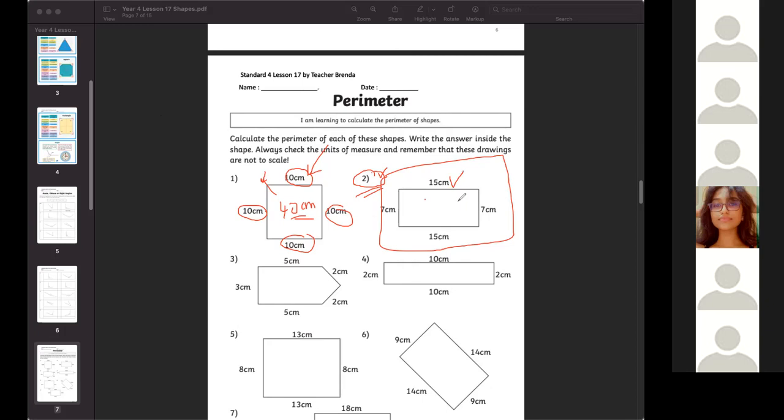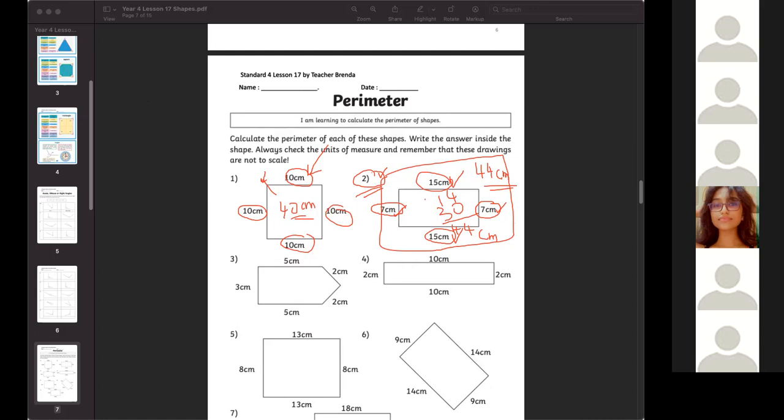This is 15. This is another 15. This is 7 and this is 7. It's a rectangle. So 15 plus 15, it's already 30. 7 plus 7 is 14. If you add them both, you're going to get 44 centimeters. No square, no cube, nothing. The unit should be just 44 centimeters. Okay, that's right. How about the rest of you?